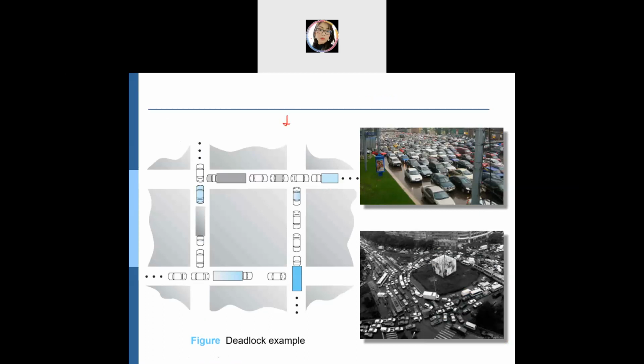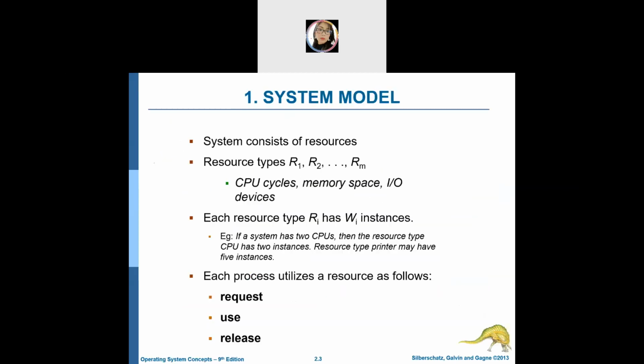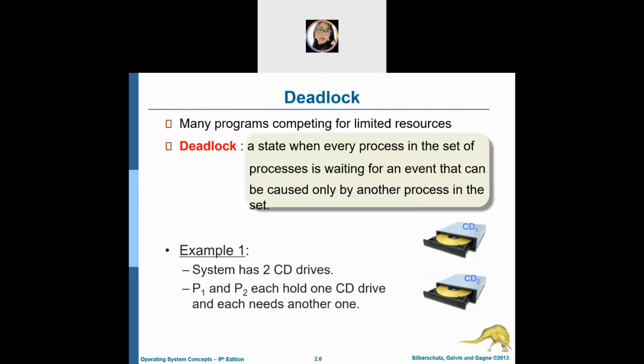So what is the definition of deadlock? Deadlock happens when, especially in a computer system, a process needs to wait for another event. If that event can be caused only by another process that is also waiting, then it is going to be in a deadlock.